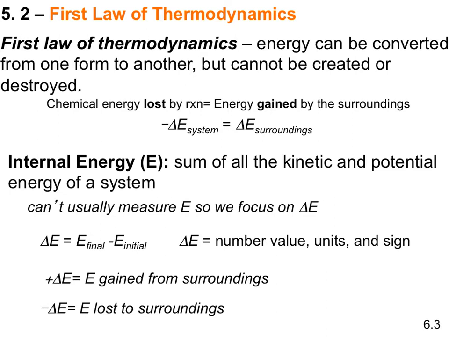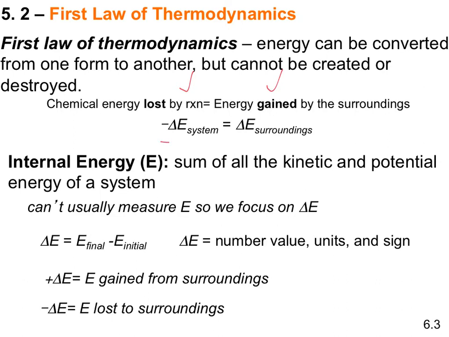We're going to look at the first law of thermodynamics. The first law of thermodynamics states that energy can be altered and changed, but it cannot be created or destroyed. So basically, you're either going to have energy that performs some sort of work, or it's going to produce heat. But basically, energy in the universe remains the same. Chemical energy lost by a reaction is equal to the energy gained by the surroundings.